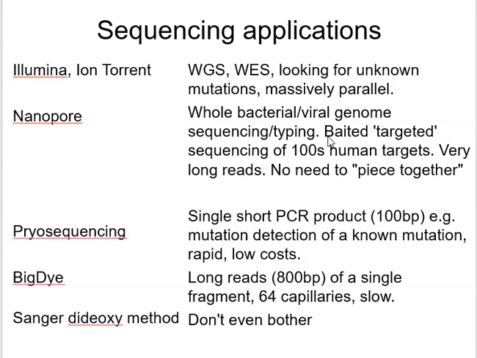Nanopore is more for if you want to read tens or hundreds of thousands of base pairs. If you had a bacterial colony that you wanted to sequence start to finish, Nanopore could do that, but it wouldn't be able to do a whole genome sequence just yet. Pyro sequencing is a short read. It's sort of a replacement for the old Sanger deoxy method for a single PCR product. With Big Dye, you can do a lot of sequencing, but nowhere near this level. An Ion Torrent or Illumina could do a whole genome in a day quite easily. This would take you weeks and weeks to do a single genome.